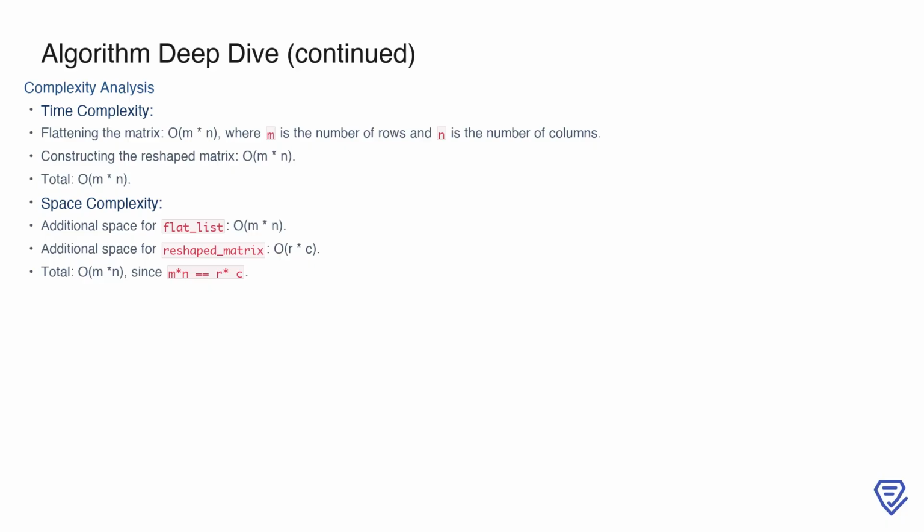For space complexity, we need additional storage for the flattened list, which requires O(m*n) space, and the reshaped matrix, which also requires O(r*c) space. Since m*n equals r*c in a valid reshaping operation, the total space complexity is O(m*n). This ensures the algorithm is efficient in both time and space.